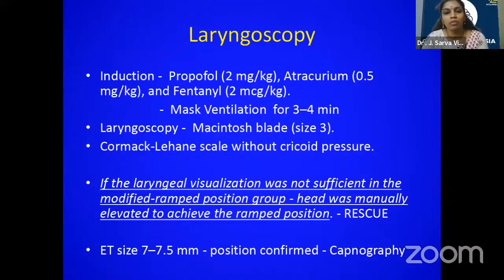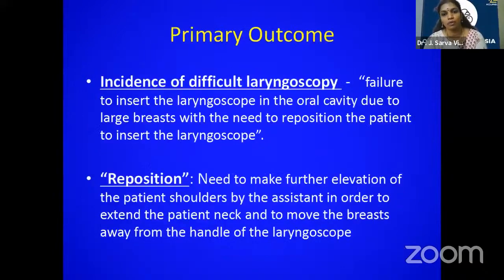After the preliminary pre-medications, the patients were induced with propofol, atracurium, and fentanyl, and all of them were mask ventilated for 3 to 4 minutes, and the laryngoscopy was performed using size 3 Macintosh blade. Cormack-Lehane grading was also noted. And if the laryngeal visualization was not sufficient in the modified ramp group, the head was manually elevated to achieve the ramp position. And this was termed as a rescue maneuver. And all the patients were intubated with size 7 or 7.5 ET tube, and the position was confirmed using capnography.